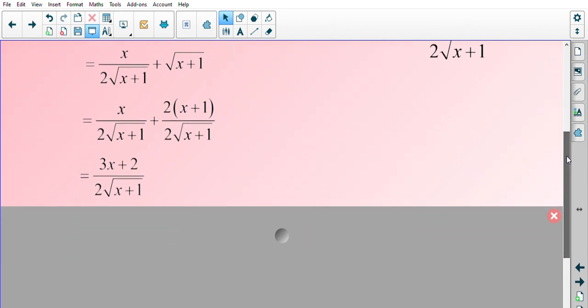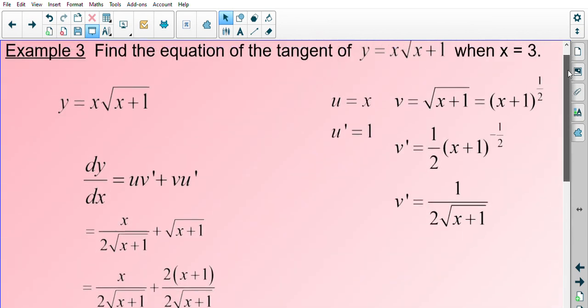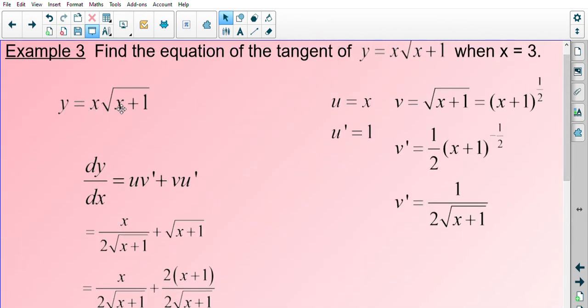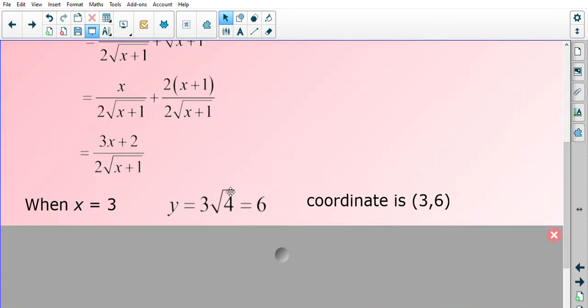My job now is to use this to get my answer. I need the equation of the tangent, which means I need to work out the coordinate I'm going to use and also what the gradient will be. When x was 3, that's what we were told, we substitute that back into our y function to work out what my y coordinate would be. That would be 3 multiplied by the square root of 4. The square root of 4 is 2, 3 times 2 is 6. So my coordinate that I need to use is (3, 6).